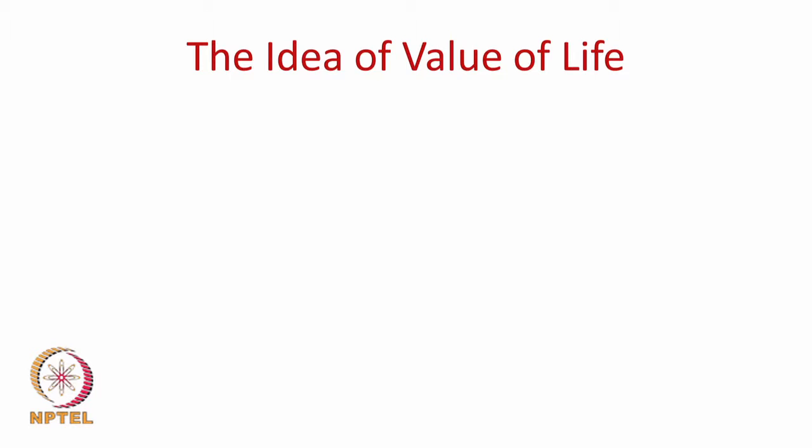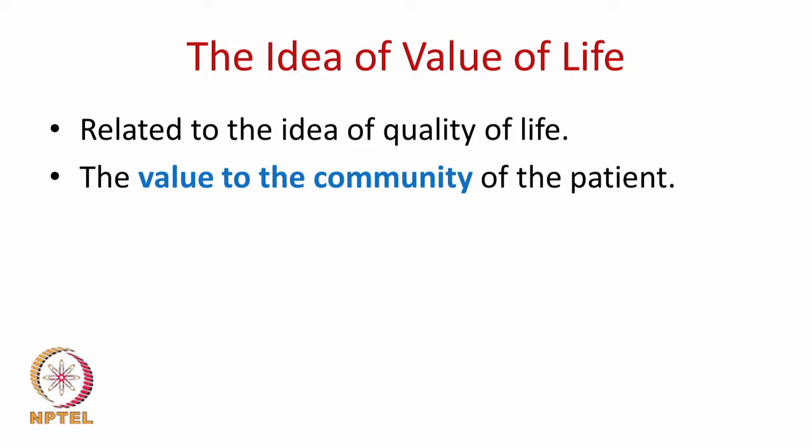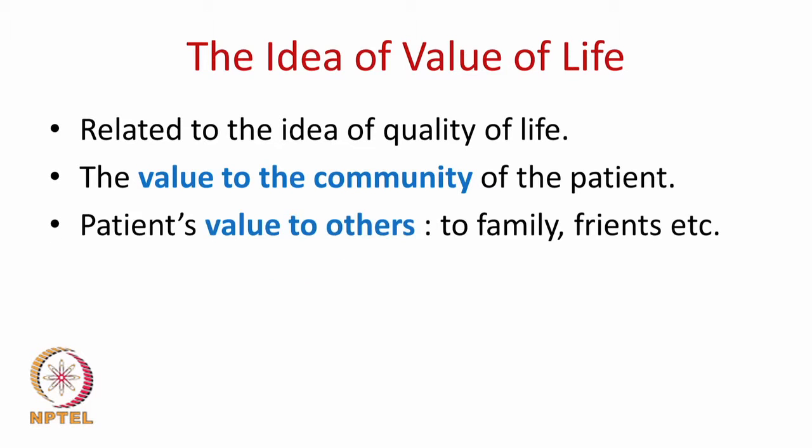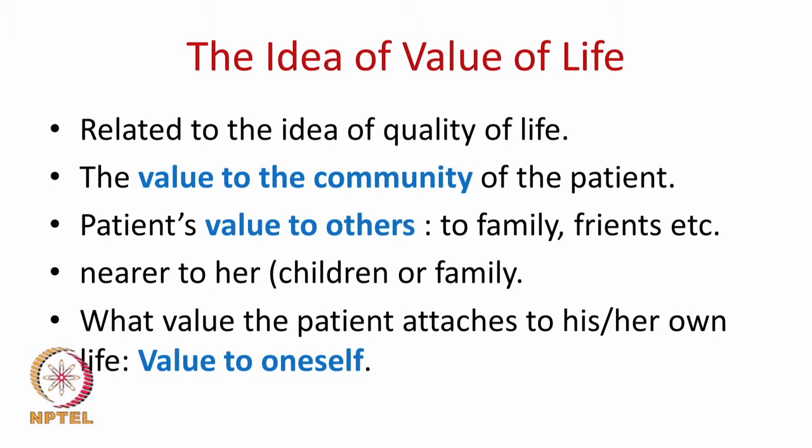Now, in this context, we will also try to take into account the concept of value of life, which is again a philosophical concept and also a very vague and abstract concept, no doubt about it. What is valuable is different for different people and in different contexts. But there is one thing to which the concept of value is directly related: the quality of life. Again, quality is a vague concept. The value of the community of the patient might come into the picture on the one hand. When you contemplate quality or value, there is the value of the community to which the patient belongs, and the other people to whom the patient is related, as I already mentioned, the family members, friends and all that, then what value the patient attaches to his or her own life, value to oneself. So, it is value to community, value to others and value to oneself. All these concepts we have to take into account.